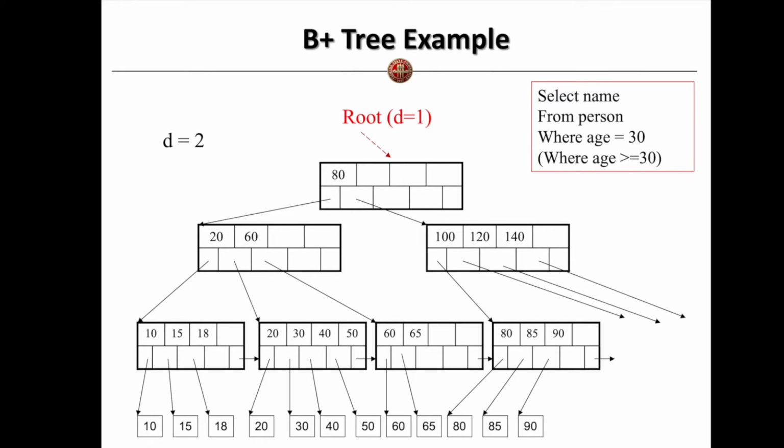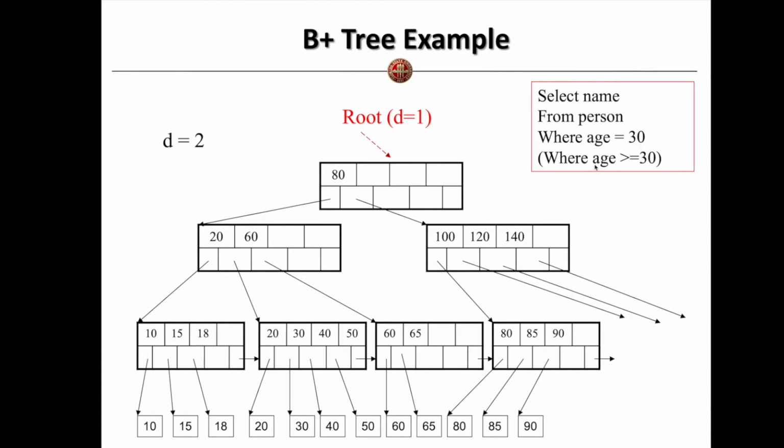And we compare 30 versus all the key values inside the child node, right? 20, 30, 40, 50. And we find one tuple matching our value, 30. Therefore, we will access the pointer pointing to the concrete tuple matching our requirements. And from this record, we can access the attribute, the name of a person, right? And we also return the name of the person as a result. So this is the process for equality queries.